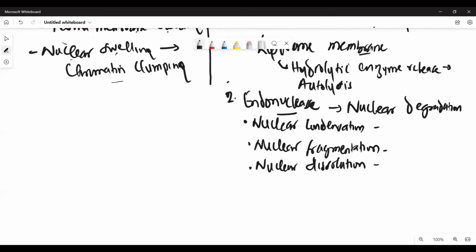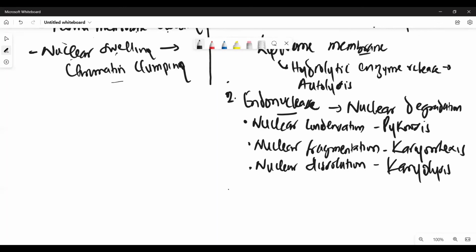And you're going to see all this being called some fancy names, right? So nuclear condensation, which we normally refer to as pycnosis. Nuclear fragmentation, right? Karyorrhexis, right? And then nuclear dissolution, karyolysis.